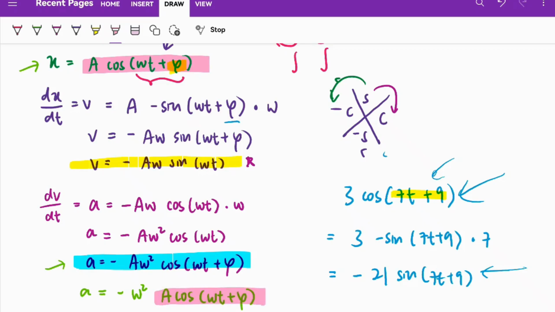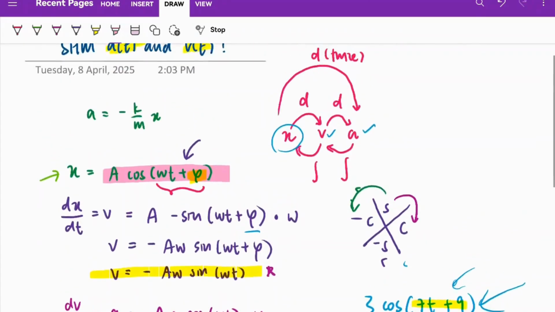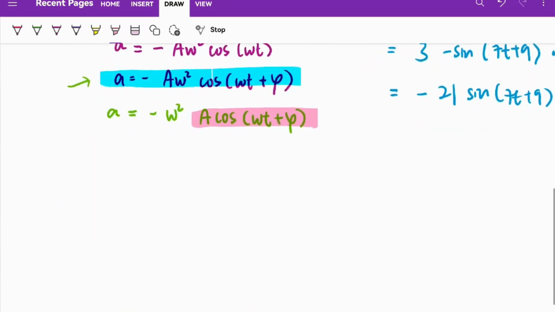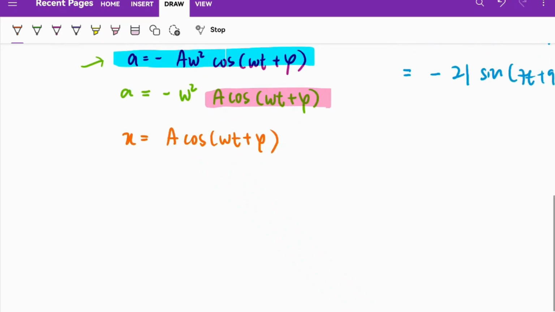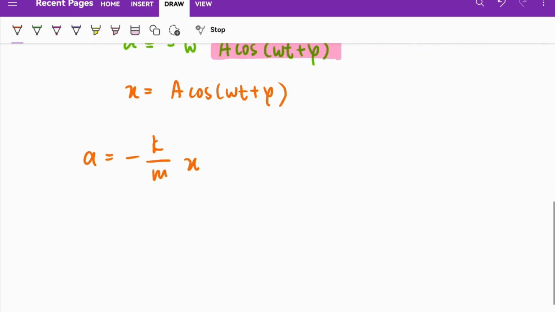right? Okay. Remember in the first episode we learned this equation? So this is where this equation is going to come in. Okay, I'll rewrite it for you. Our x function was a cos omega t plus phi, right? Okay, and we know that a is equals to negative k over m x. So let's try to compare this equation, okay? Okay, we write the function in this equation back.